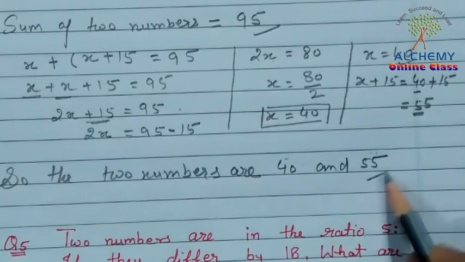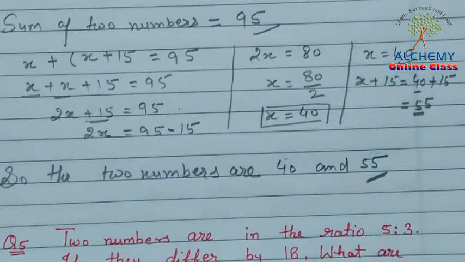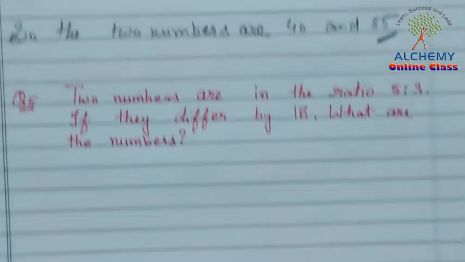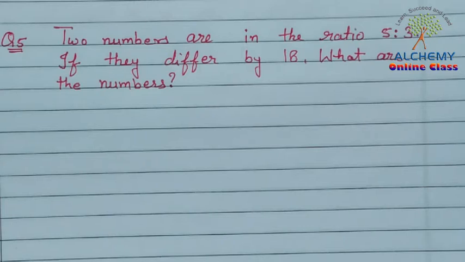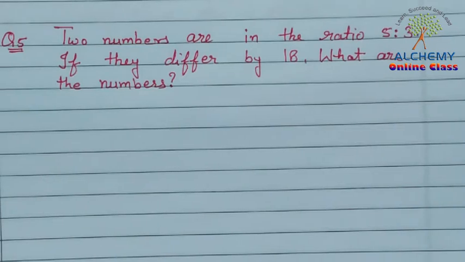So we have done question number 4. Let's see question number 5. According to question number 5, two numbers are in the ratio of 5:3. If they differ by 18, what are the numbers? So without any discussion, let's see the solution of this question.